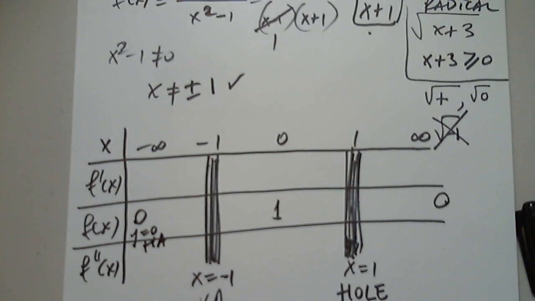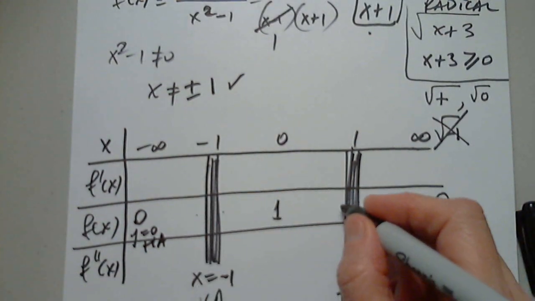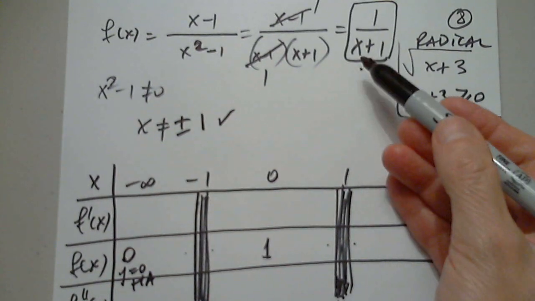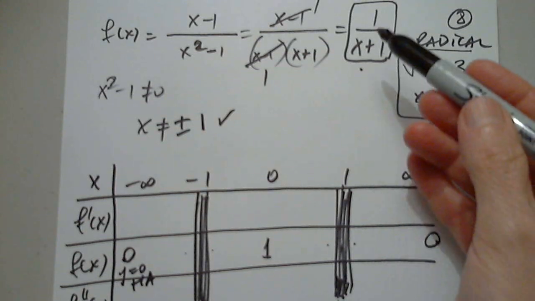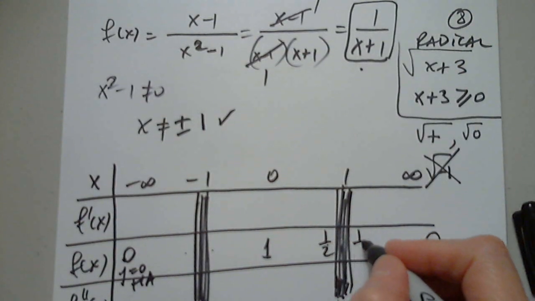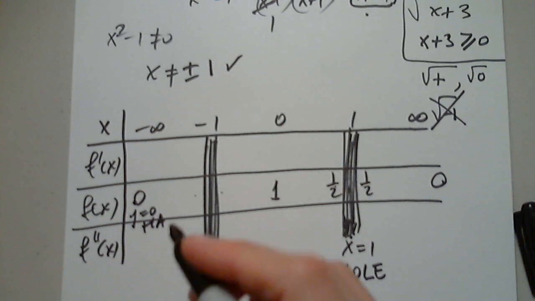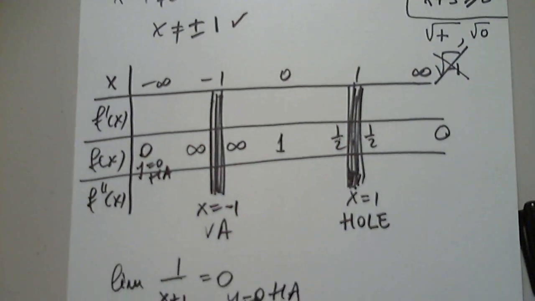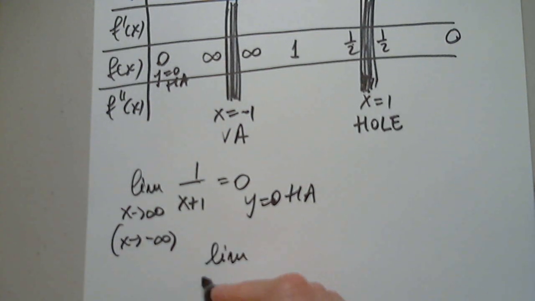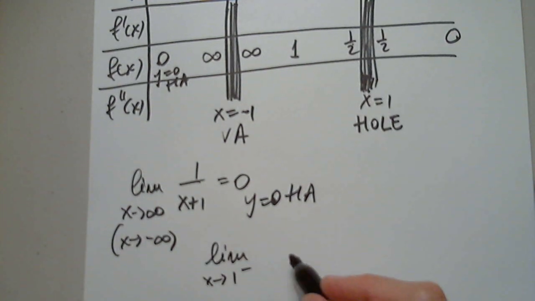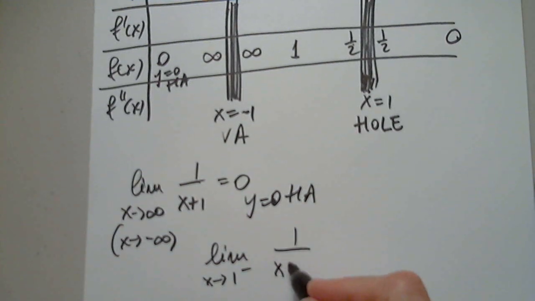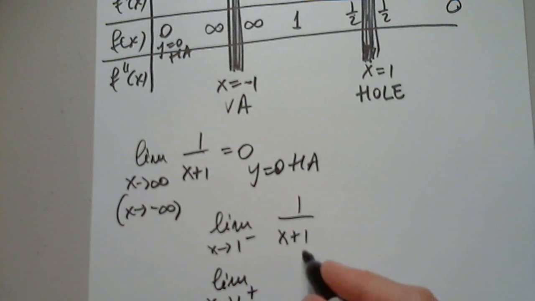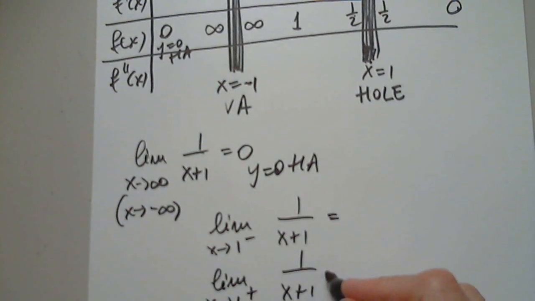Perfect, awesome. Now I need to determine these limits. For the hole is easy. When I plug in 1 here, that's all I need to do. 1 over 2. This is a vertical asymptote, so I know left and right must be infinities, but I don't know the sign yet. So the limit as x approaches negative 1 from the left of 1 over x plus 1, and then the limit as x approaches negative 1 from the right of 1 over x plus 1.